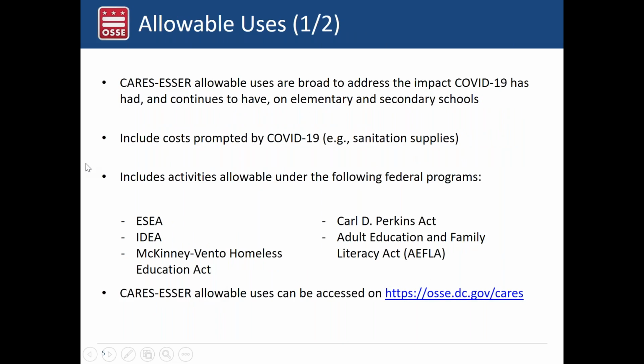So now we're going to discuss some allowable uses. CARES-ESSER allowable uses are broad to address the impacts that the COVID-19 pandemic has had and continues to have on your LEA. Allowable uses include costs prompted by COVID-19. So for example, sanitation supplies, PPE, increased technology infrastructure, learning management systems, and it also includes allowable activities under existing federal programs, including ESEA, IDEA, McKinney-Vento Homeless Education Act, Carl D. Perkins Act, and the Adult Education and Family Literacy Act.